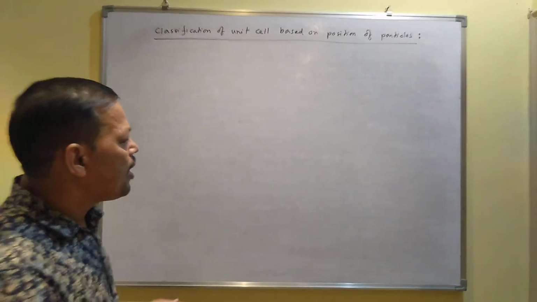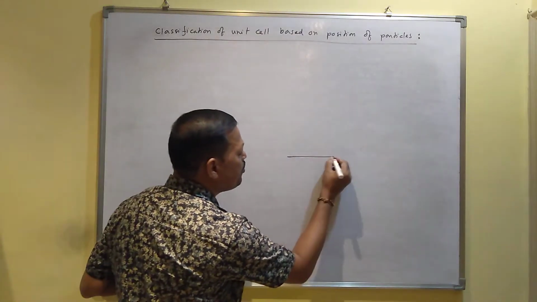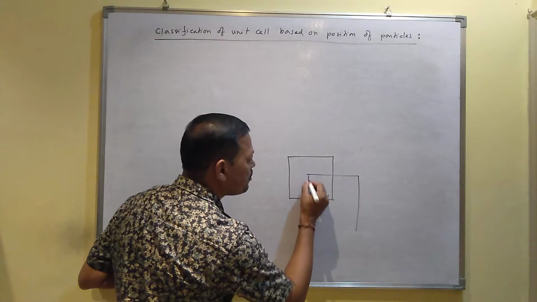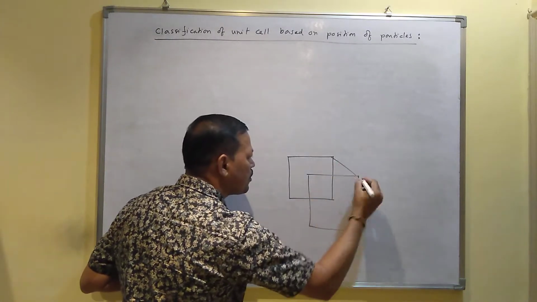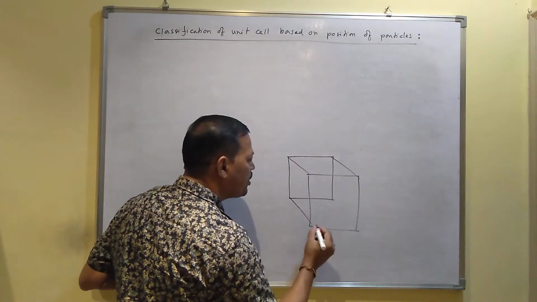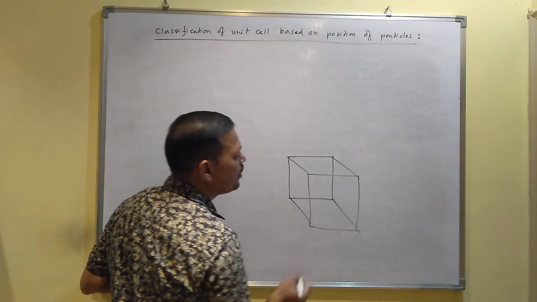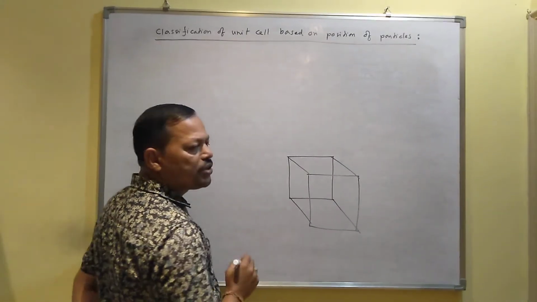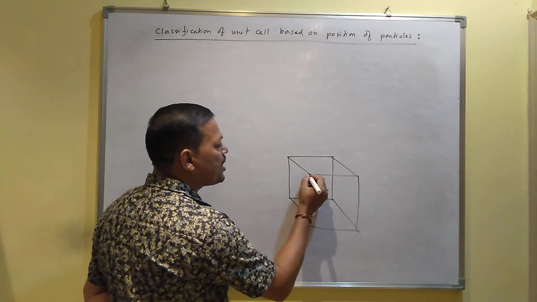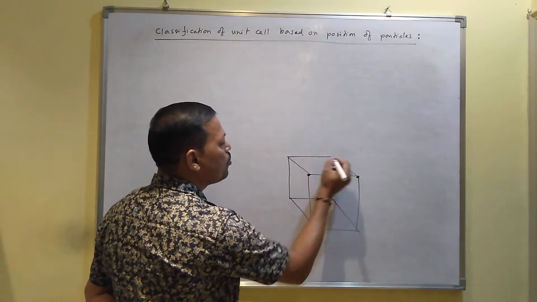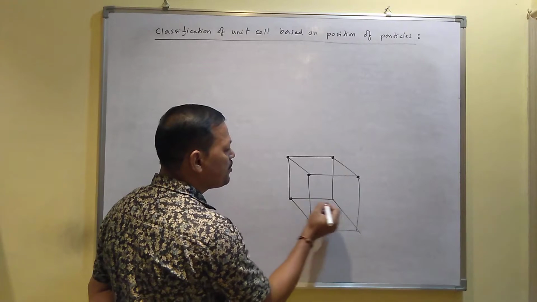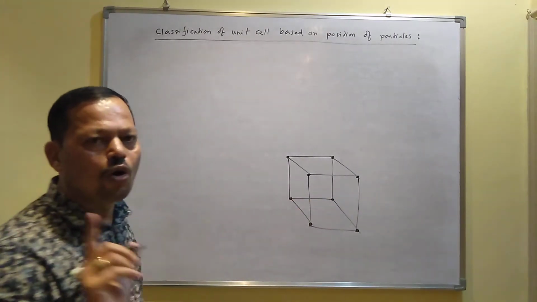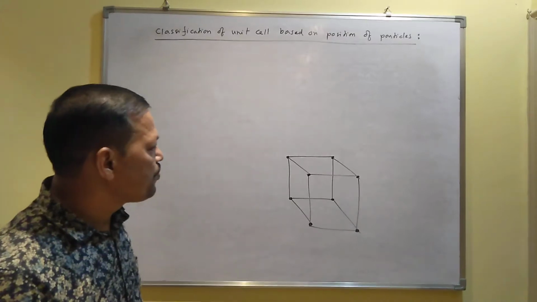Before doing this, I want to tell you something. Suppose this is one of the unit cells. In this unit cell, it is like a cube. A cube contains how many corners? A cube always has 8 corners. 1, 2, 3, 4, 5, 6, 7, 8. This thing you have to know. A cube always has 8 corners.